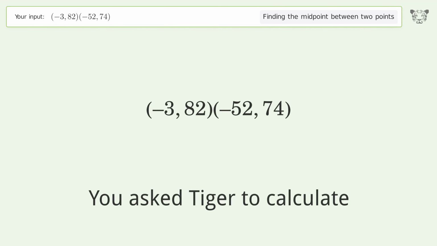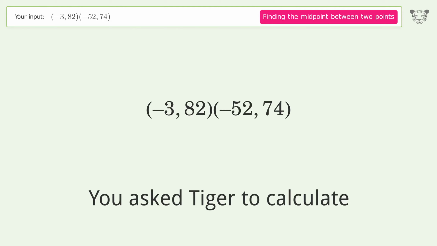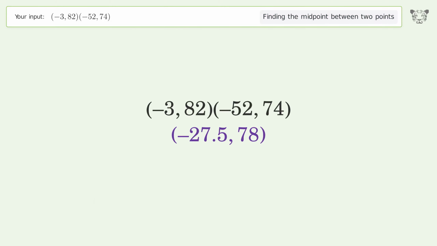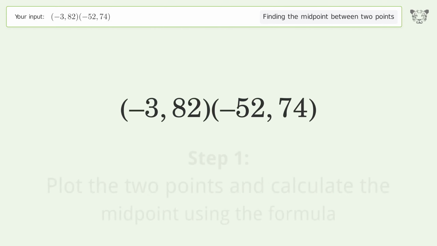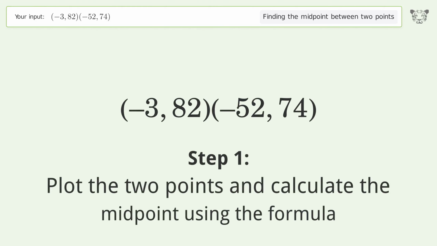You ask Tiger to calculate. This deals with finding the midpoint between 2 points. The midpoint between the 2 points is negative 27, 578. Let's solve it step by step. Plot the 2 points and calculate the midpoint using the formula.